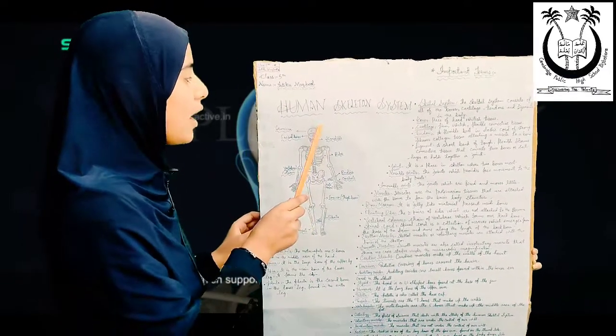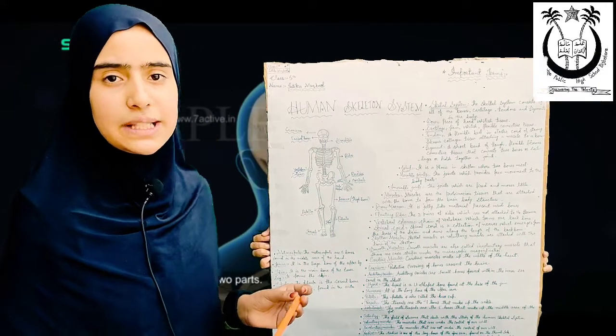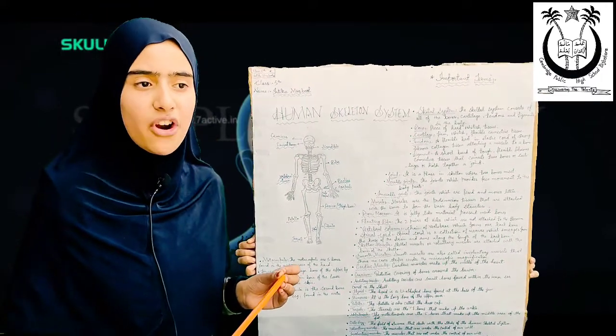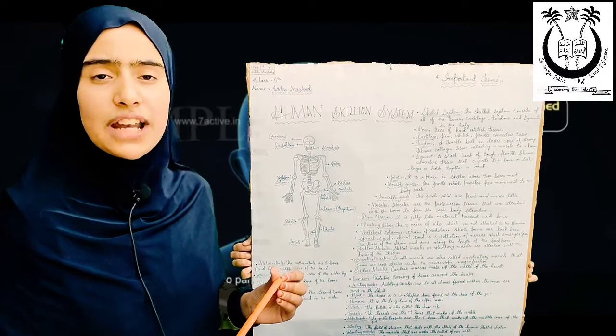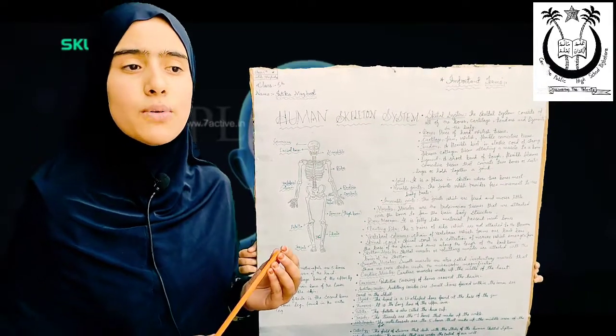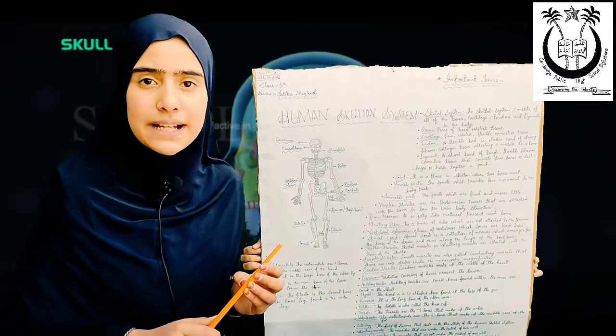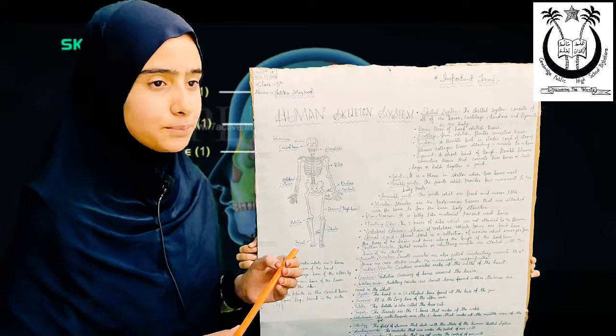Now it's time to learn about the bones. Bones are made up of minerals like calcium and phosphorus. These minerals make the bones hard and strong. In the bones, there is a soft and jelly-like substance present. This soft and jelly-like substance is called bone marrow. Bone marrow helps in producing RBCs, or red blood cells, in the human body.